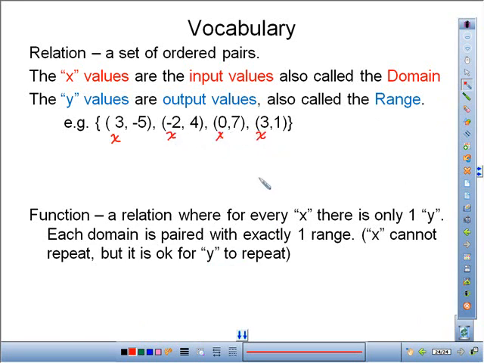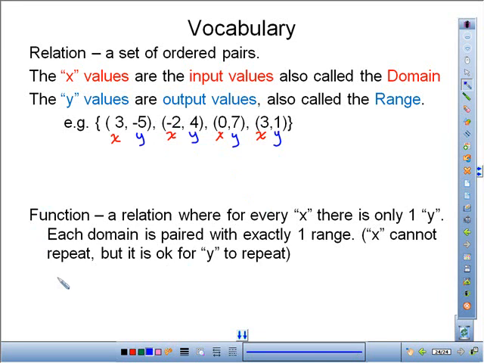Now, the x values in the relation are considered the input values, also called the domain. Okay? The y values are the output values, also called the range. Okay? Now, the next key vocabulary is the word function.